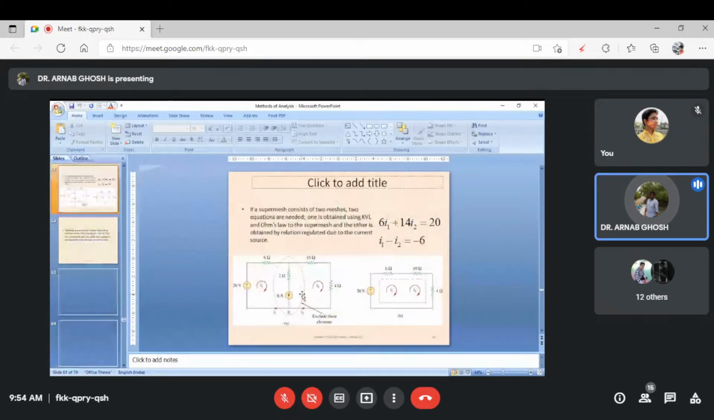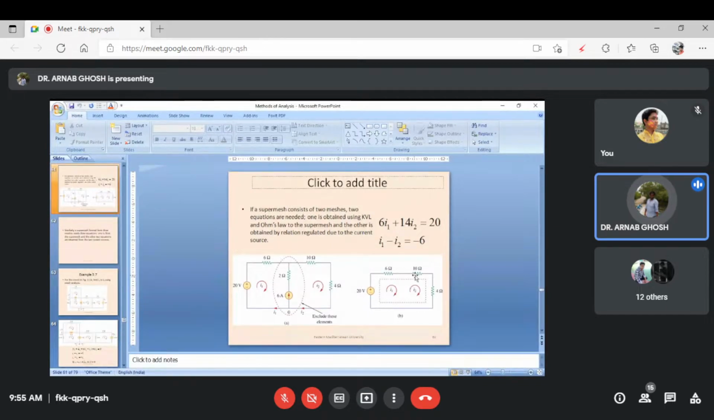I will show you for this figure itself. So one of your equations will be I2 minus I1 as 6, or I1 minus I2 as minus 6. This can be one of your equations. And the other equation is 6I1 plus 10I2 plus 4I2 is equal to 20. This is the other loop equation.